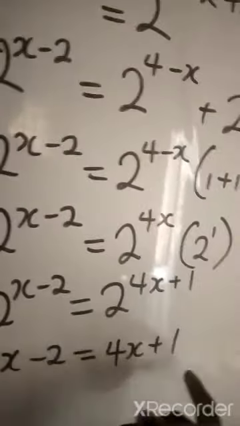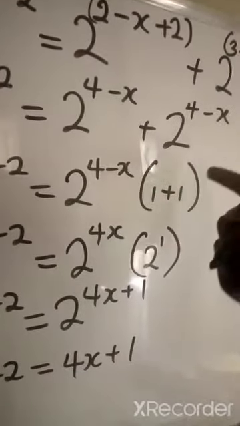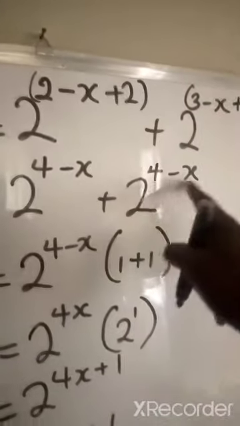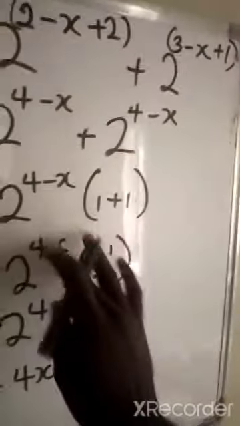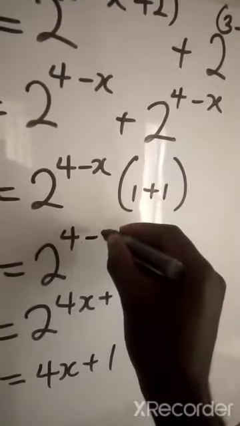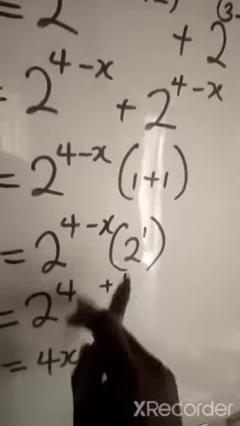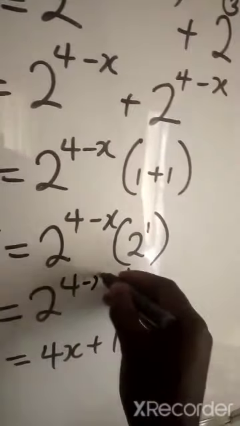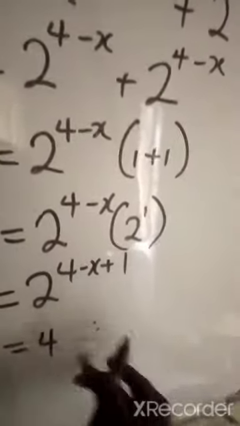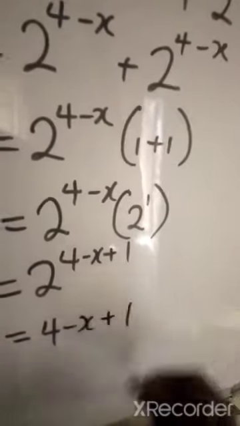If you send this to the other side, you bring this in. What do we have here? Do we have 4 plus x? Okay, there's a mistake here. This is 4 minus x. Don't forget, this is 4 minus x plus 1. So this is 4 minus x plus 1.